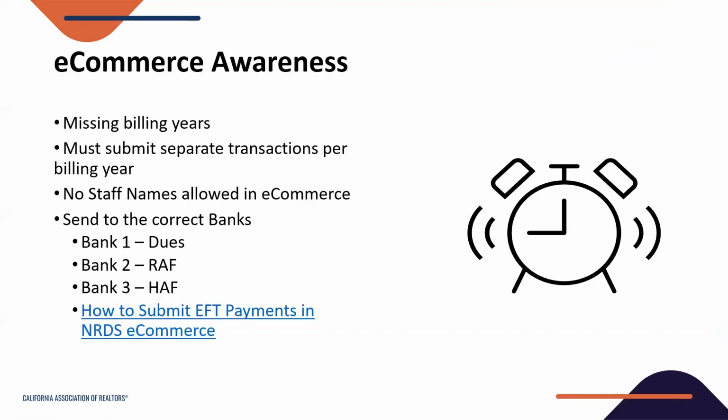There are some things to watch out for that will ensure efficiency and accuracy in processing e-commerce transactions. Make sure that the billing year field is filled in accurately for all e-commerce transactions and is never left blank. For EFT transactions, please clearly indicate the billing year in the comment field. Do not send e-commerce payments with multiple billing years in single transactions. Every transaction must be only for the billing year indicated.